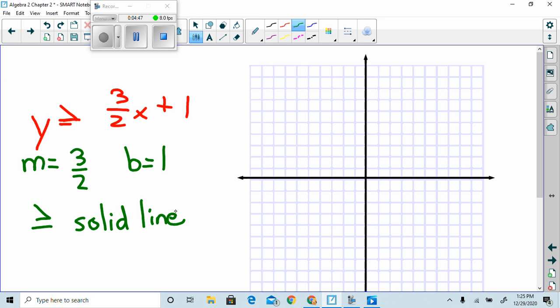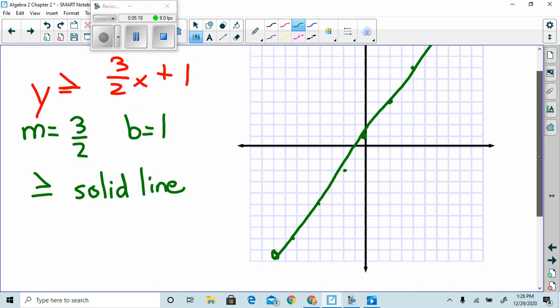Just things that you should think about before you start graphing. Y-intercept right there. I'm counting up 1, 2, 3, and over 2. 1, 2, 3, and over 2. Slope is constant. And we'll go down. Okay, and we'll see that it is a solid line, so I can take these points and just connect.